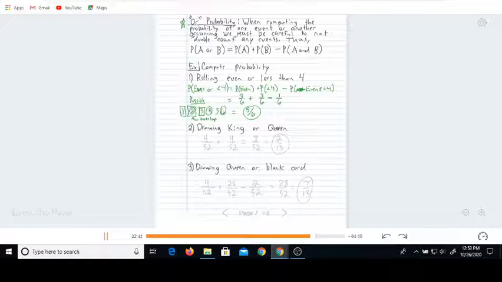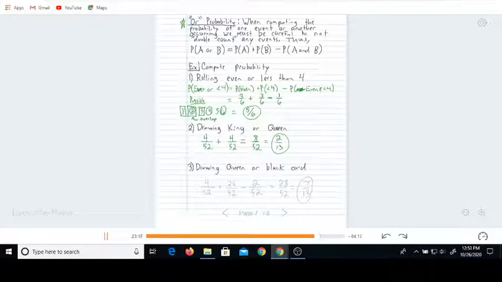So let's look at the next example, drawing a king or a queen. So that's going to be the probability of drawing a king, which is 4 out of 52, plus the probability of drawing a queen, which is 4 out of 52. And then ask yourself, is there any overlap between these two? Is there any card that is both king and queen? The answer is no. So here's a problem where you don't have any overlap. So it's a bit simpler. So that's 8 out of 52, which reduces to 2 out of 13.